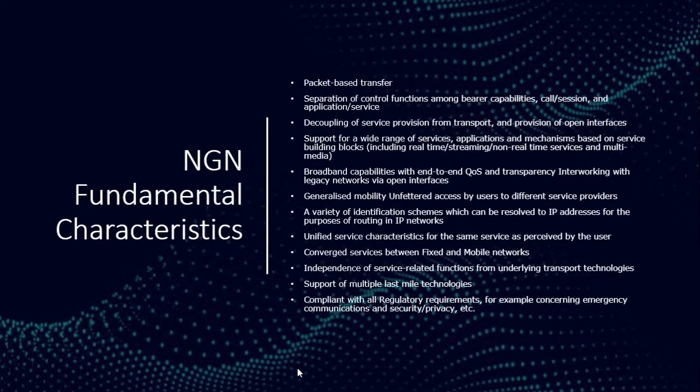Okay, next up is the NGN fundamental characteristics. So there are some basic characteristics that exist in the next generation network. First of all, it is packet-based transfer, separation of control function, decoupling of service provision, support for a wide range of services, broadband capabilities, generalized mobility, a variety of identification schemes, unified service characteristic, converged services, independence of service-related functions, support of multiple last mile technologies, and compliance with regulatory requirements.